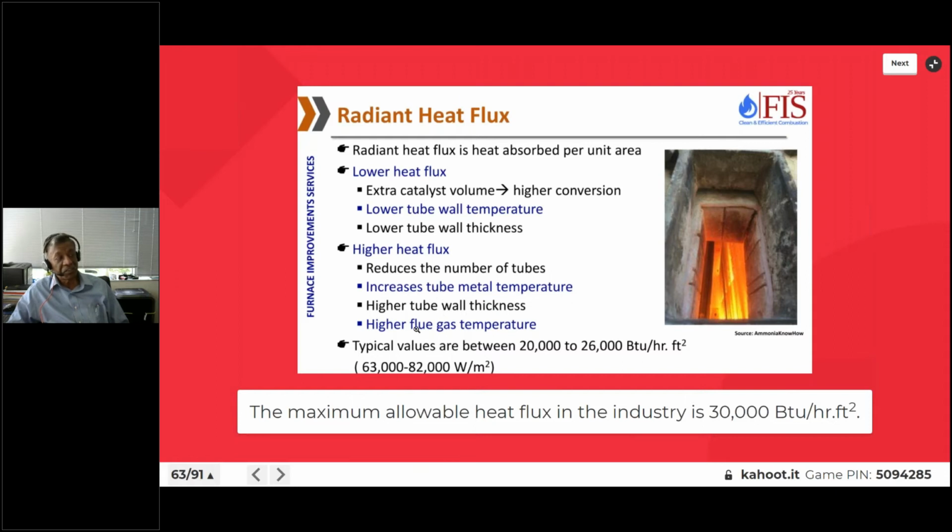So the furnace size becomes smaller, but then you pay a price in terms of higher tube metal temperature and higher tube wall thickness. The typical values in the industry are 20 to 26,000 BTUs. Lower number is always better, in my view. Higher number always produces problems. Some people even go up to 30,000, not me actually, but that's typical.